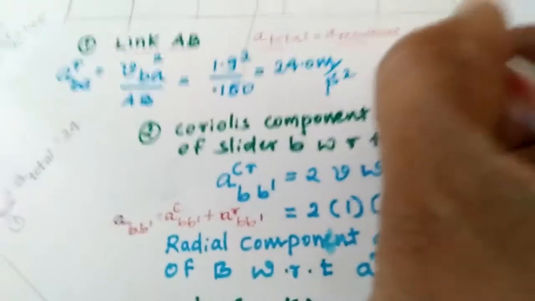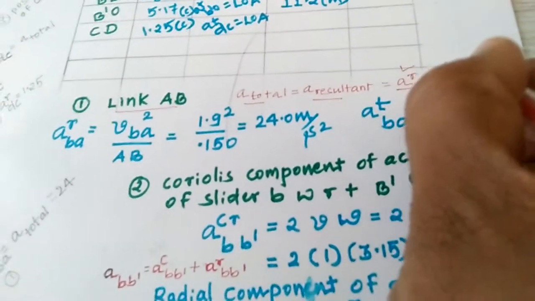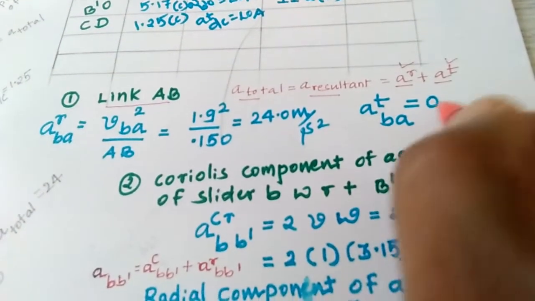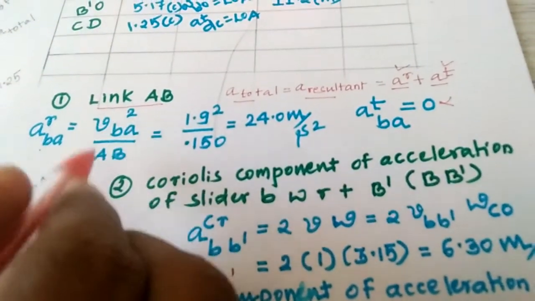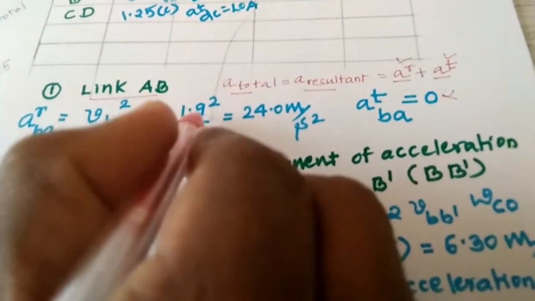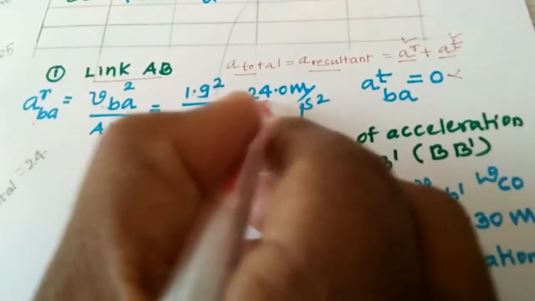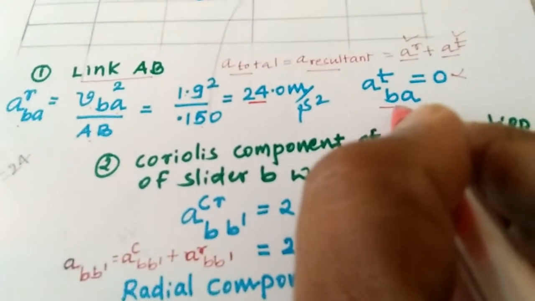In link AB, we can find one tangential component. Look at the formula: A total equals A resultant, A radial plus A tangential. You have to find A radial and A tangential. For the link AB, I have taken the tangential as 0, which means it will not come in. For the radial, you find VBA square divided by AB. VBA you will get from the velocity diagram, that is 1.9 squared, then it comes as 24. I have taken the tangential as 0 because angular acceleration is not given.